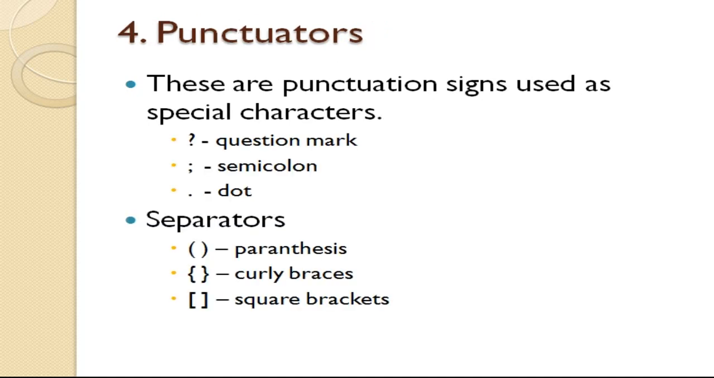Now we are going to see punctuators. There are some punctuation symbols, which are nothing but special characters. You can see question mark, semicolon and dot. Question mark is used as a conditional operator, and semicolon is used as a statement terminator. Dot symbol is used for connecting an object and the function. Then separators like parentheses enclose the variables. Curly braces are like the starting and ending of the program. You will have some statements, so a set of compound statements is enclosed within curly braces. Then square brackets are used if you use arrays.